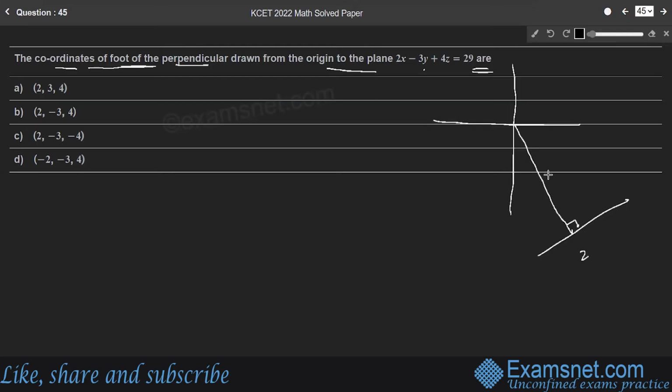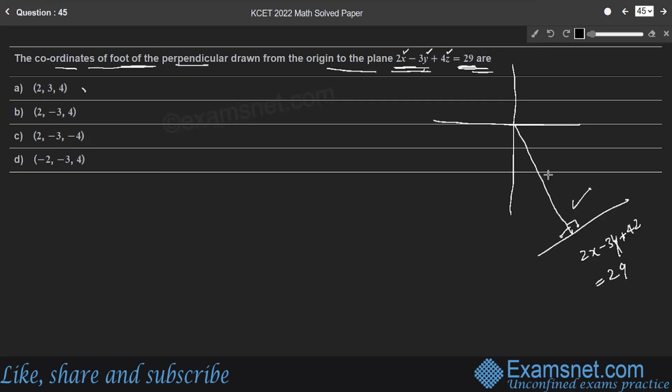This plane is 2x minus 3y plus 4z is equal to 29. So here we need to find the coordinates of the foot of the perpendicular, right? So a very easy method is to directly take the equation of the plane, 2x minus 3y plus 4z is equal to 29. When you substitute the values of x, y and z in this equation, you have to get the right hand side as 29.